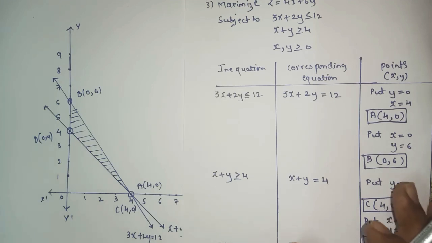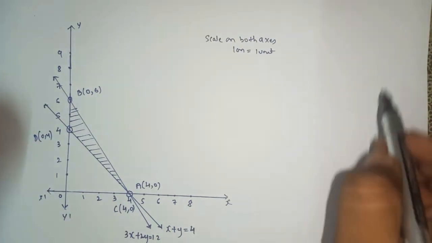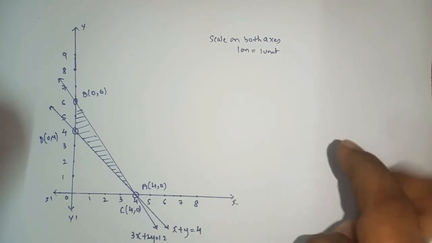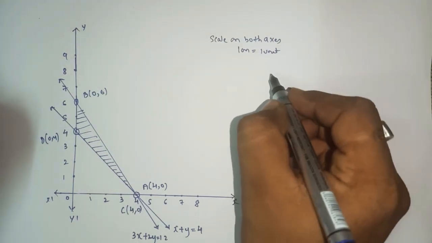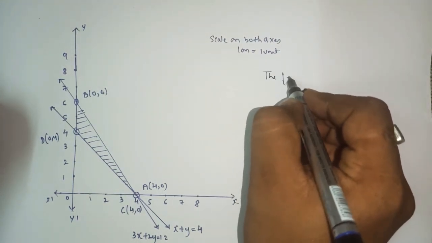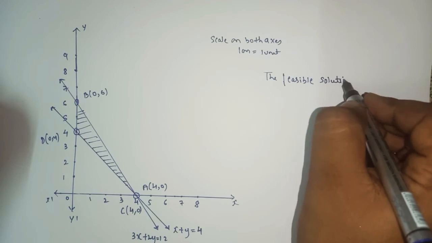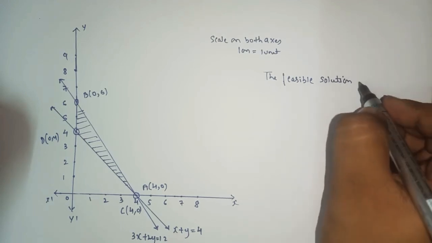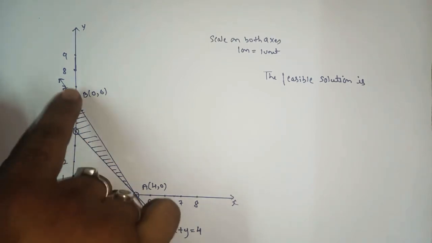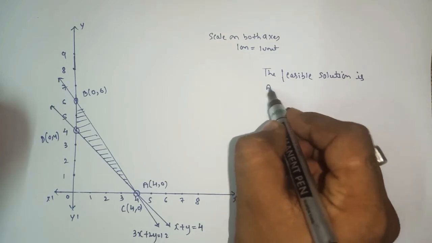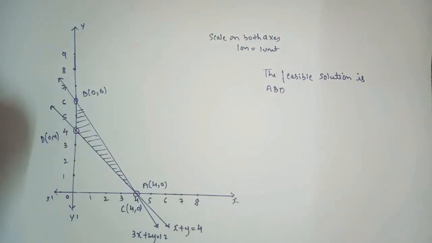Understood? Okay, so now what is the next step? We have to make one more box with respect to the corner point and the value of Z. Before that, first we'll write the feasible solution region is A, B and D will come, yes or no? A, B, D, or you can write as A, D, B, it is on you.